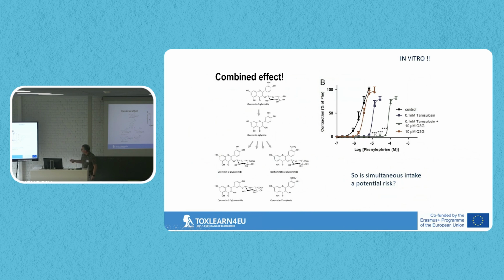So we see that in the green line here, you need much higher concentrations of your phenylephrine to get a contraction. So that means that having tamsulosin and having also the quercetin in there leads to a severe relaxation of the vessel, and that could lead to this orthostatic hypotension. This is all in vitro, right? So the question was, is that actually also happening in vivo then?